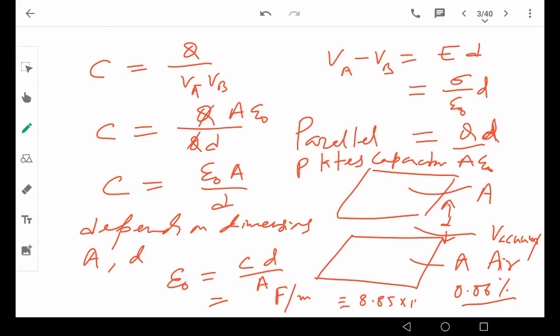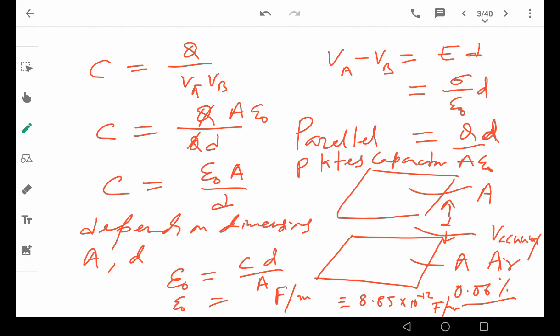Its value is 8.85 times 10 raised to minus 12 farad per meter. So this is the SI unit of epsilon naught.